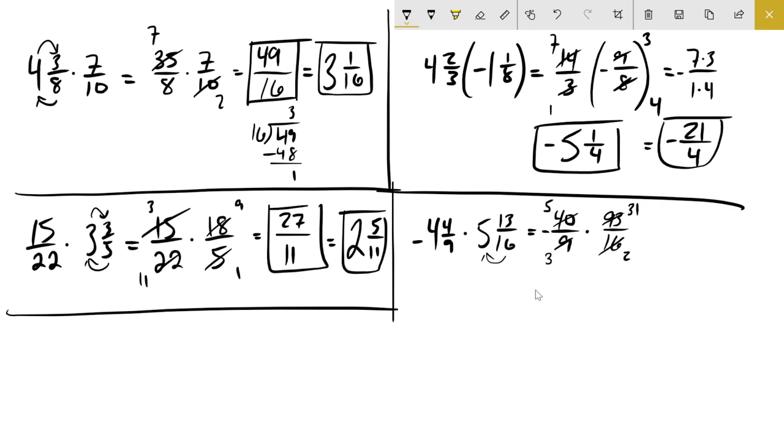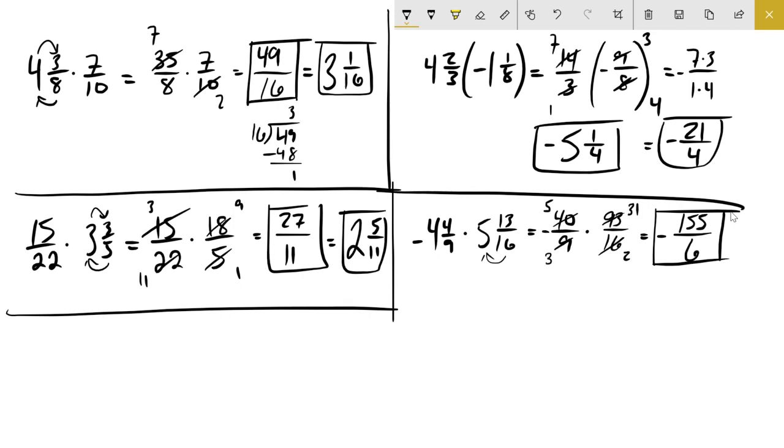So what you have left on top is 155. And on the bottom you have 3 times 2, which is 6. Don't forget this was a negative times a positive, though. So your final solution should come out negative. And so you get that 155 out of 6. And then that's the problem I was showing you earlier up on here that was simplified.